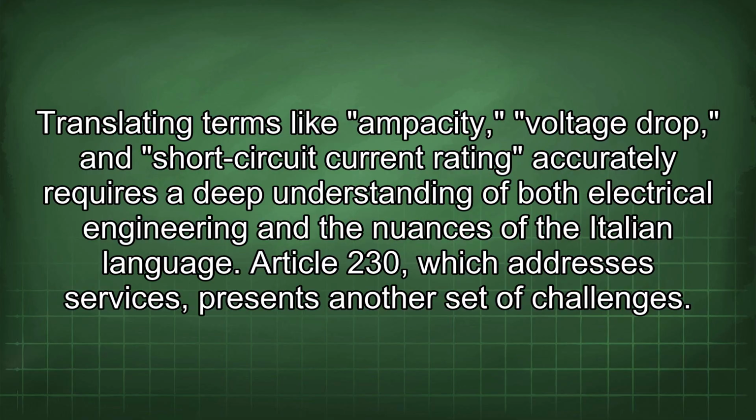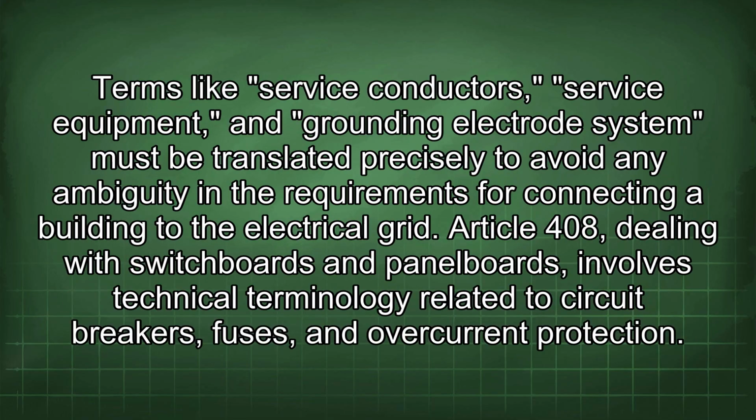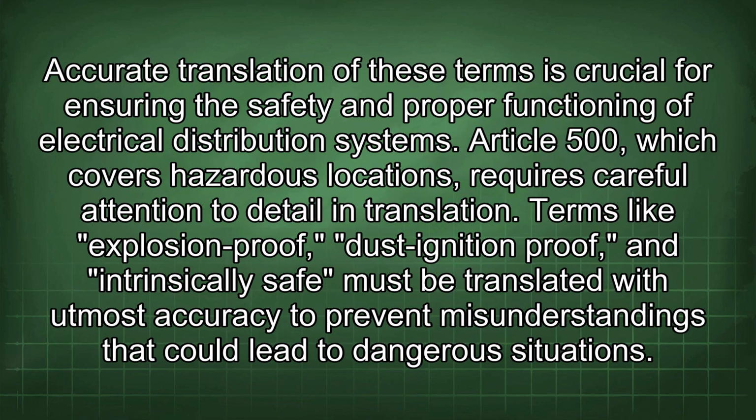Article 230, which addresses services, presents another set of challenges. Terms like service conductors, service equipment, and grounding electrode system must be translated precisely to avoid any ambiguity in the requirements for connecting a building to the electrical grid. Article 408, dealing with switchboards and panelboards, involves technical terminology related to circuit breakers, fuses, and overcurrent protection. Accurate translation of these terms is crucial for ensuring the safety and proper functioning of electrical distribution systems.